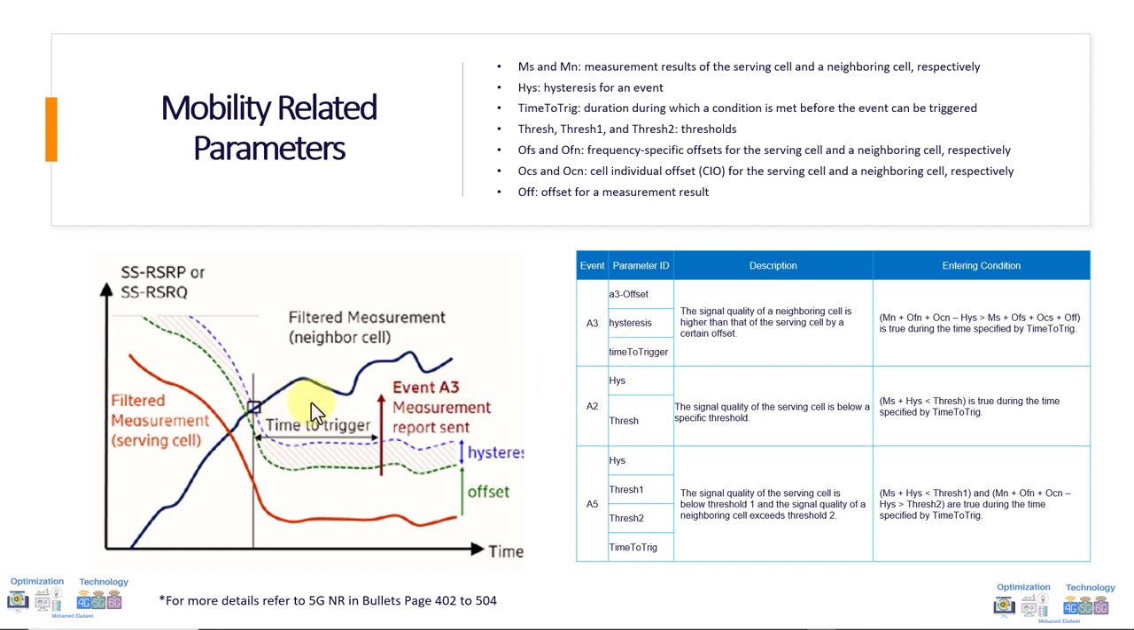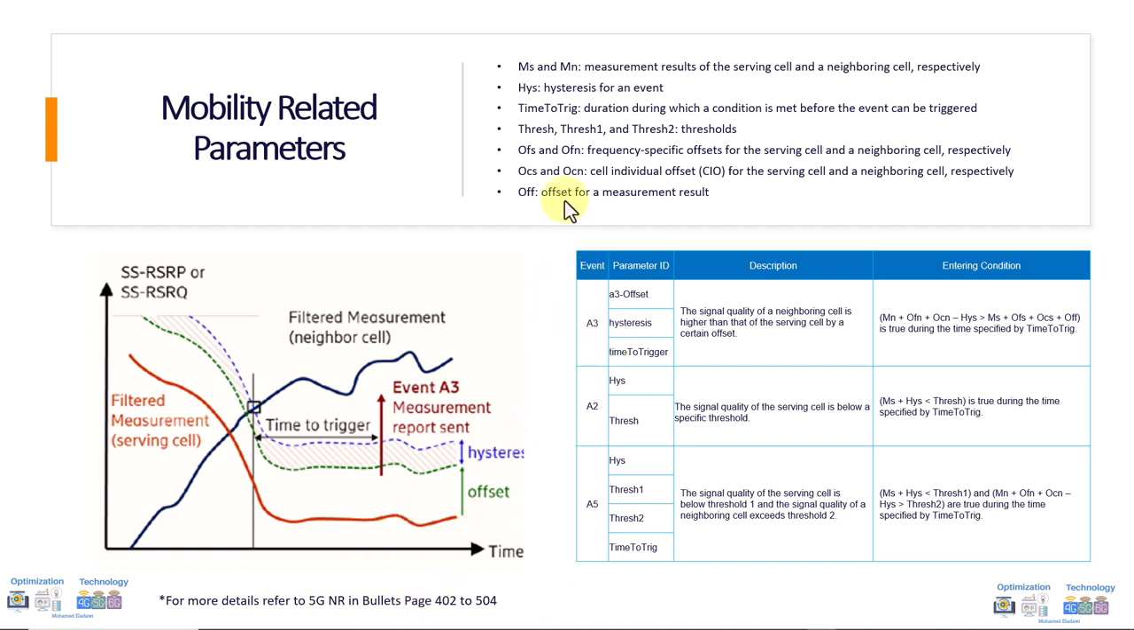So if the neighbor is consistently better than the serving cell with the hysteresis and offset for 640 milliseconds, in this case, the user will start sending the A3 report to the node B, and the node B will transfer this information onward, and it will continue the same as what we have explained before. And just to highlight, this is exactly the same for 4G as well. There are some details about that part in 5G NR in the bullet box, and I think it's already covered in many other materials.